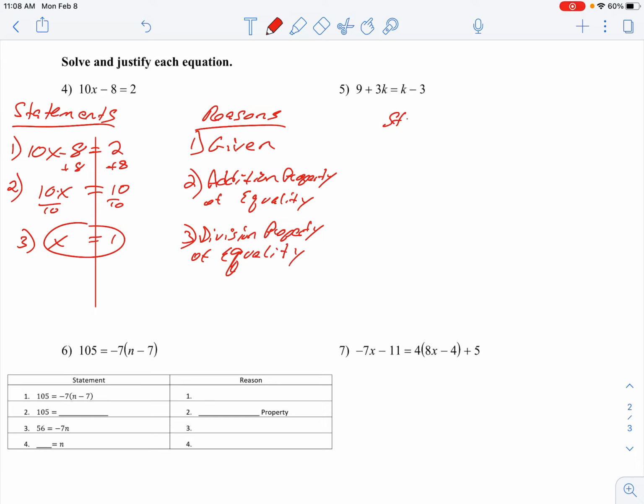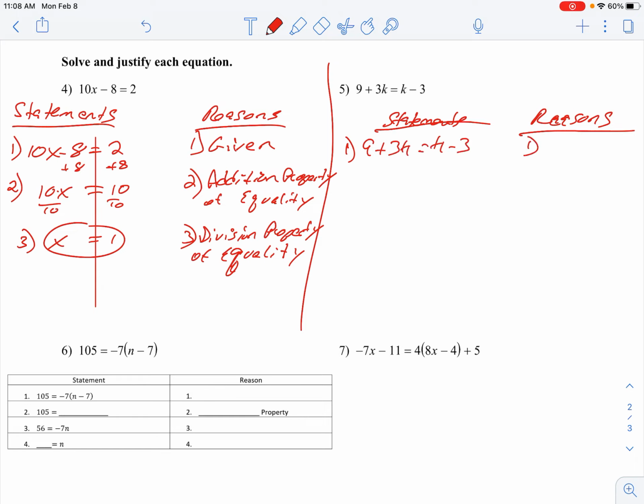Number 5, statements, and then reasons. Okay, slide that equation on down. And I've got to give you an equation to solve, so that is my given. Again, if it is helpful for you, put that line down the middle.